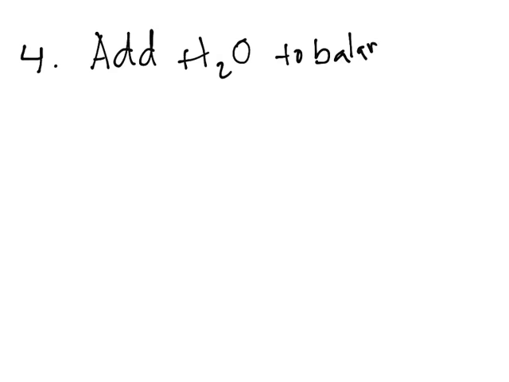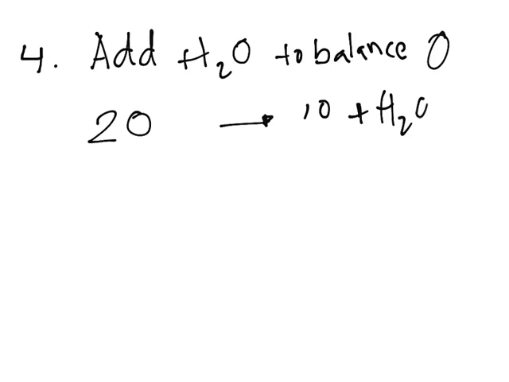So now let's go to step number 4. You will have to add water to balance the oxygens. I'm sorry, I misspoke earlier, it's to balance the oxygens, not hydrogens. So let's say you have 2 oxygens on one side and 1 oxygen on the other one. You will add 1 molecule of water, because it only has 1 oxygen, and then you have 2 here and 2 here. So you add water to balance oxygen.